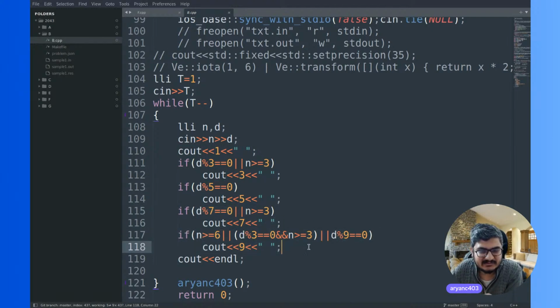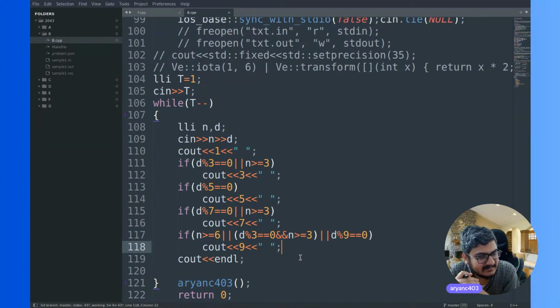For the 9, the idea was the same. If n is greater than or equal to 6, n factorial is divisible by 9. Like we need sum of digits, right? Again, if n is greater than or equal to 6, then d into n factorial would be the sum of digits and that would be divisible by 9. Otherwise, if n is greater than or equal to 3, then you can get one 3 from n factorial and probably you need one more 3 from d. So this would be the necessary condition here. Otherwise, d should be divisible by 9. So you print 9.